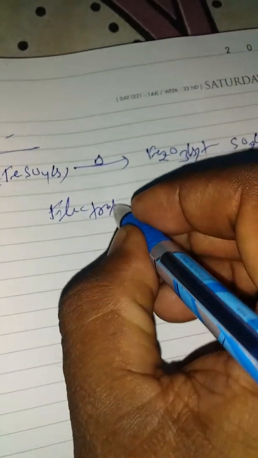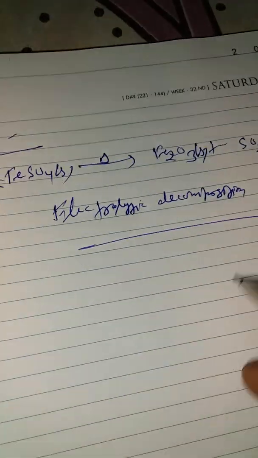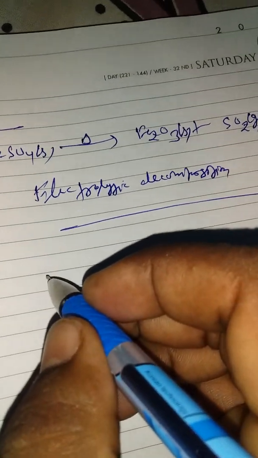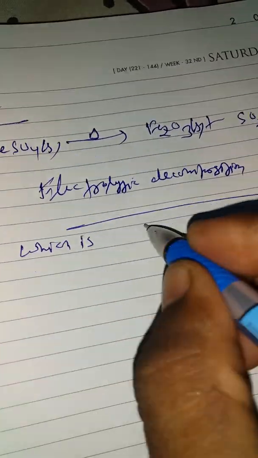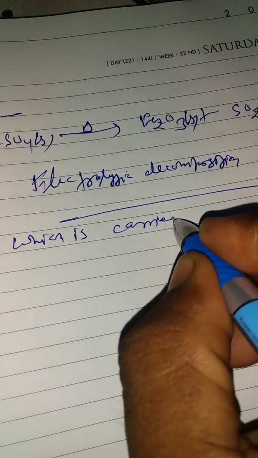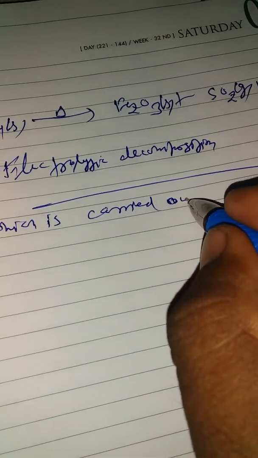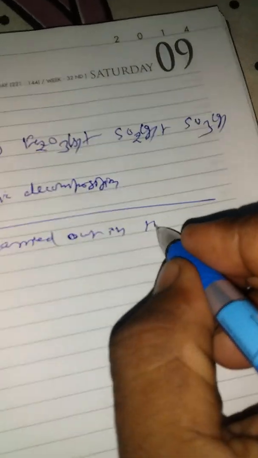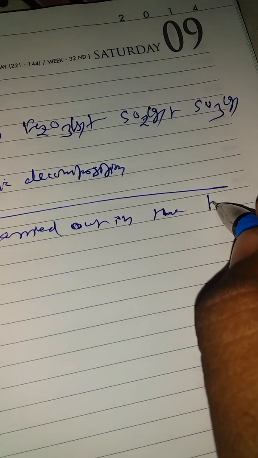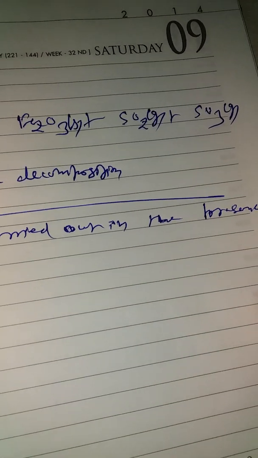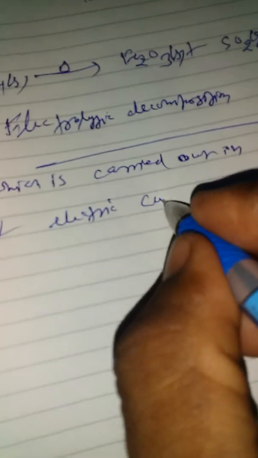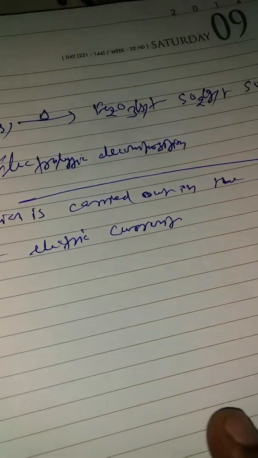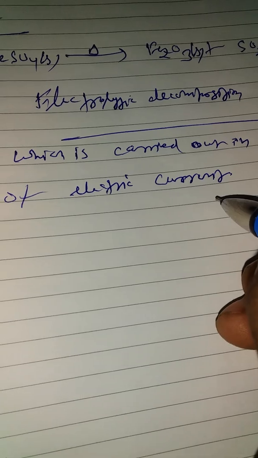Next one, electrolytic decomposition. So this decomposition reaction, which is carried out in the presence of electric current, such type of chemical reaction is said to be electrolytic decomposition.